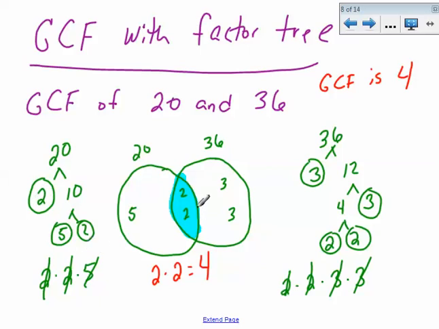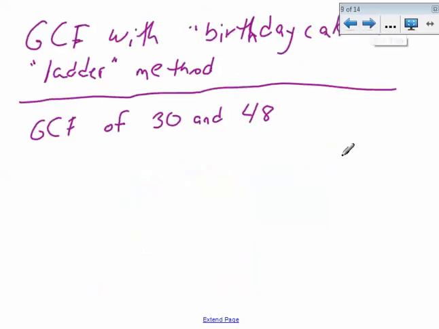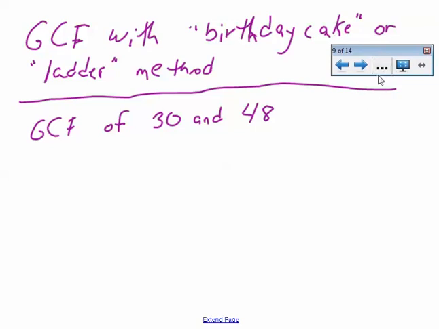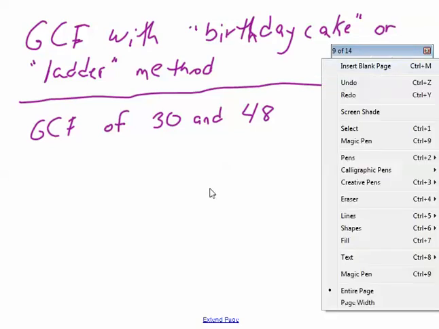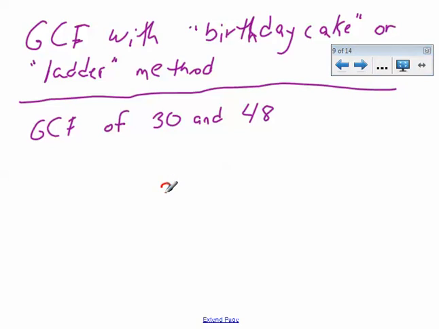Place them in your Venn so that you can see what they share and what they don't share. And then for GCF, you multiply what they share. If this was LCM, we would have done all of these numbers multiplied together. Well, just like LCM, you could also use the birthday cake method. So let's try this. Okay, let's say I have 30 and 48.